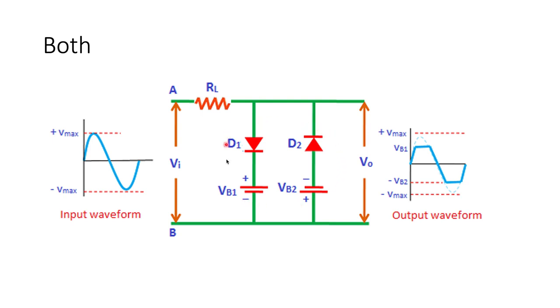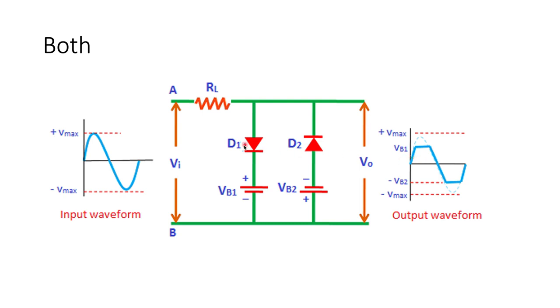In all other cases, if both the diodes don't conduct, the output voltage will be the same as the input voltage. Here it is less than VB1 and greater than minus VB2, so both diodes will not conduct and the output voltage will be the same as the input up to here. Above this, it is greater than VB1, so this diode is on, and the output voltage will be VB1 up to here. Again, it is less than VB1, so the output voltage will be the same as the input up to here. Now it is less than minus VB2, so this diode will be on, and according to Kirchhoff's voltage law, V0 is minus VB2 up to here. Then it is again greater than minus VB2 and less than VB1, so the output voltage will be the same as the input voltage.